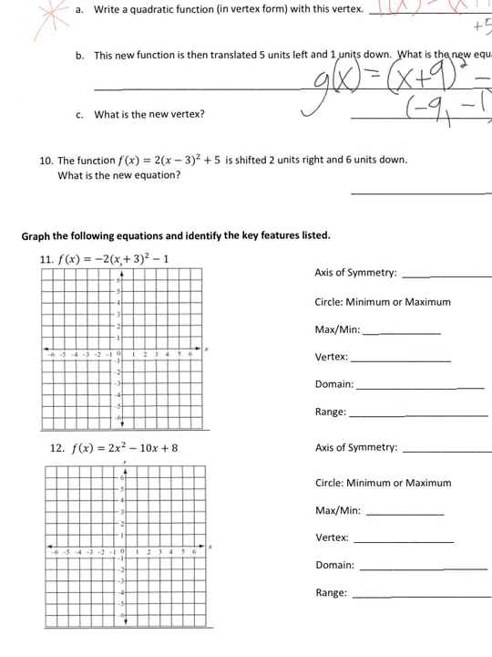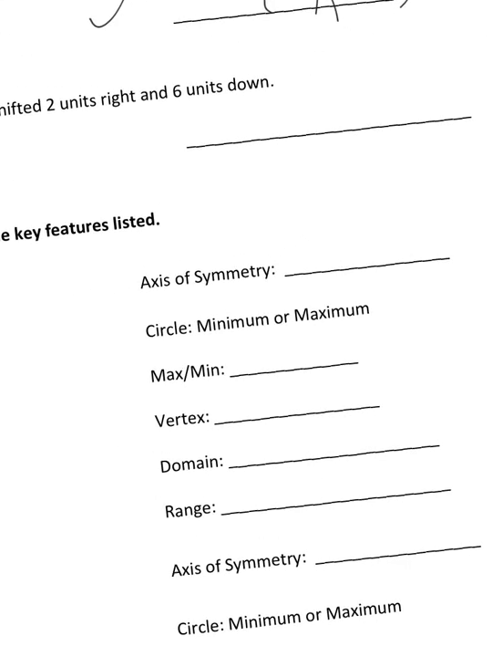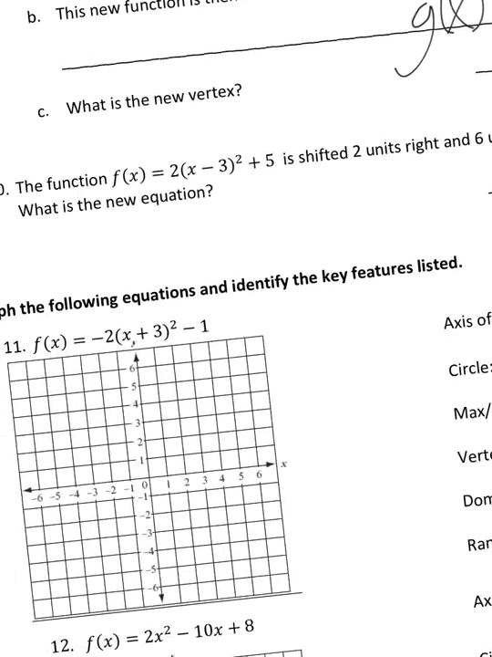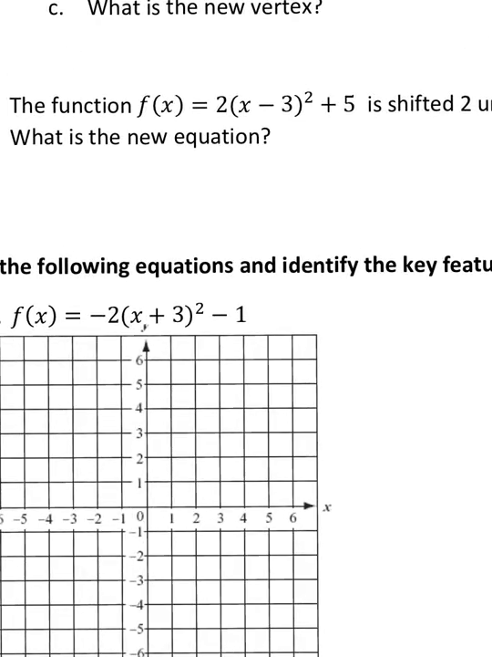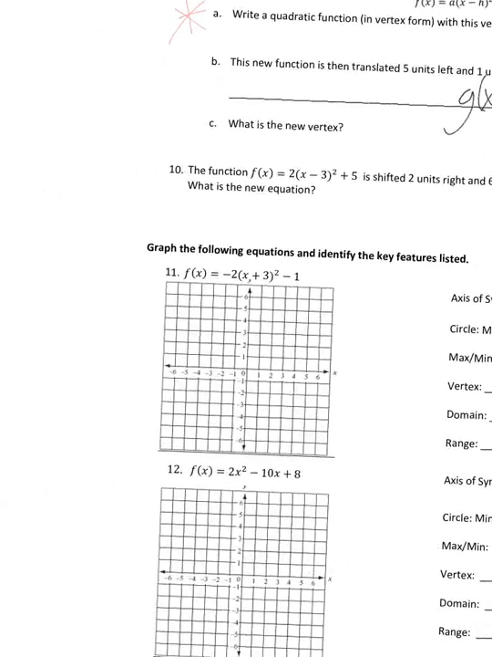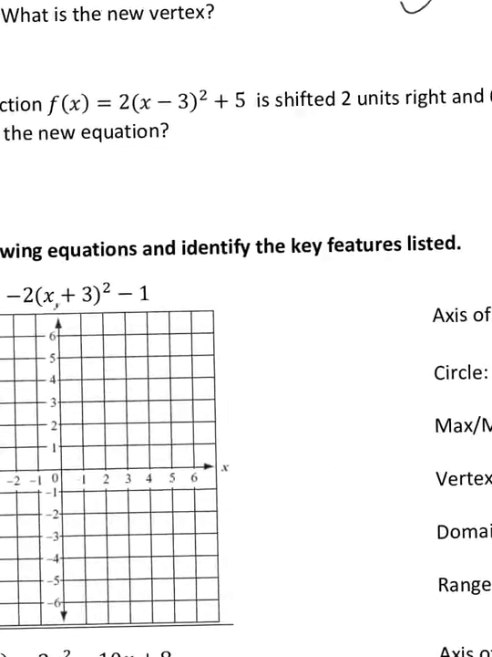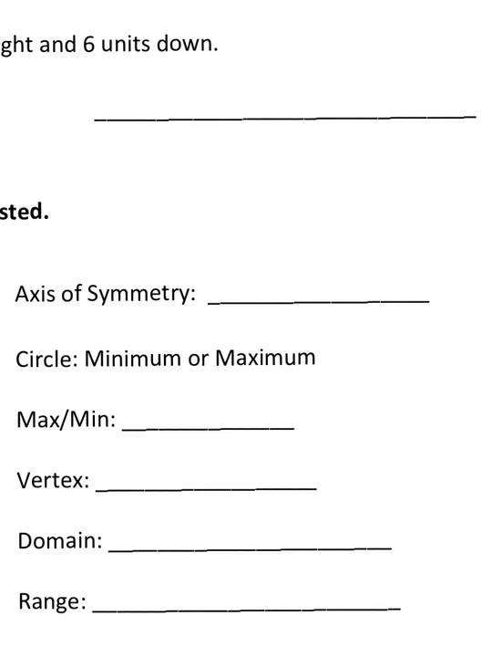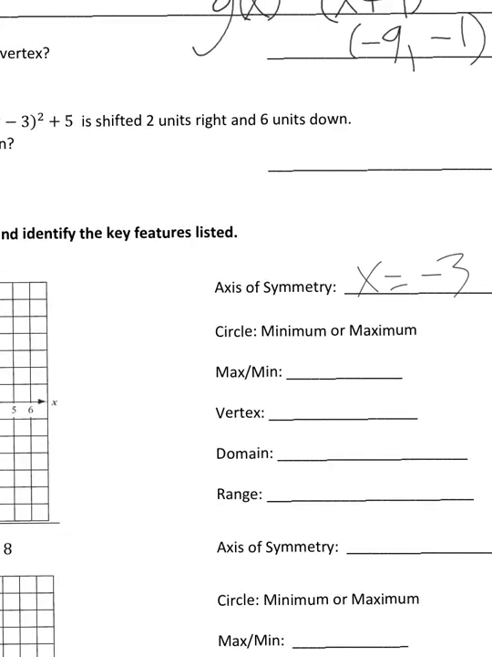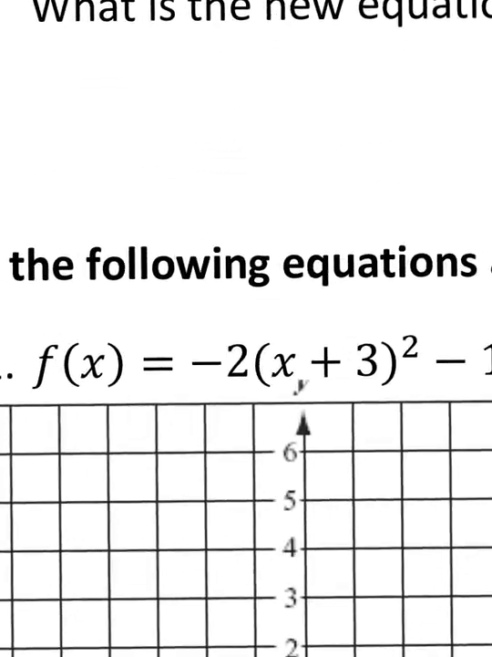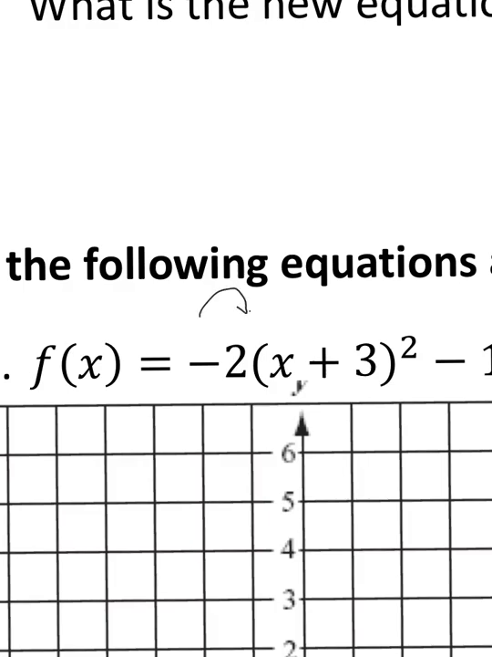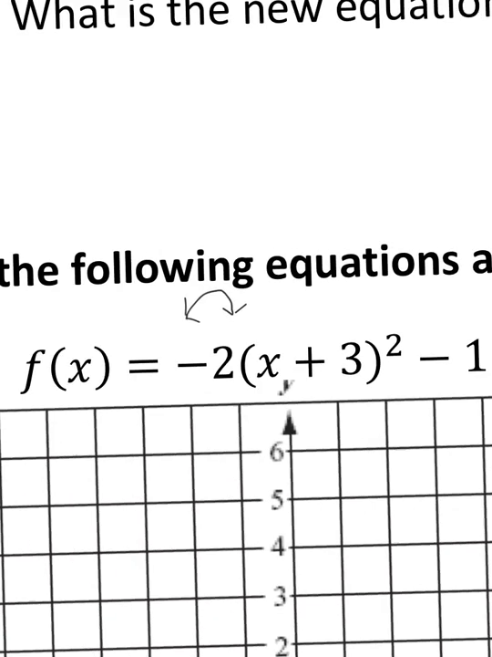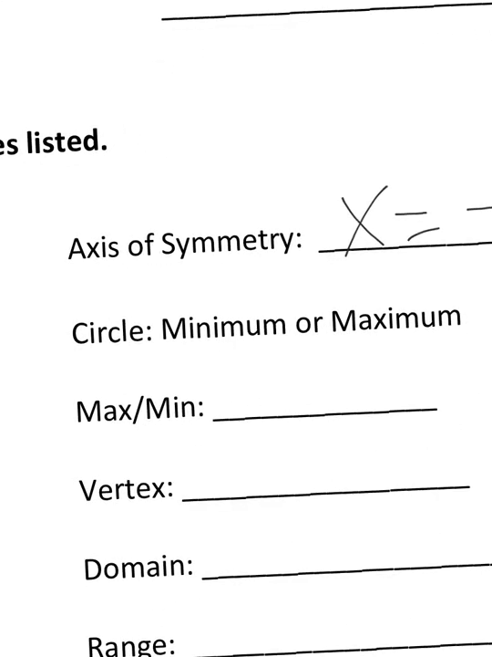Okay, so we're almost done here. So number 11, let's graph this and then identify the key features listed. So I'm going to do this key feature stuff first, and then I'll graph them second. What's the axis of symmetry on this? This one's in vertex form, okay? So I'm going to just write x equals negative 3 because it's just the number on the inside but the backward sign. Alright, and is it a maximum or a minimum? It is a negative 2, which means it's going to open down, which means it's going to have a maximum. So I'll circle maximum.